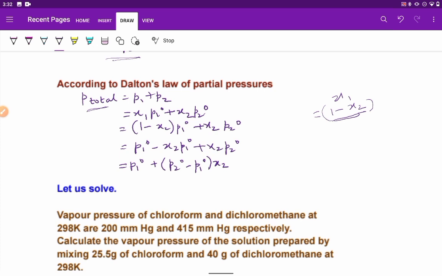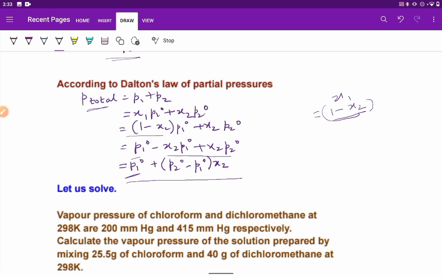So x1 is 1 minus x2, that we put up here. Rest things will be the same: P1 naught plus x2 into P2 naught. On opening the bracket, P1 naught into 1 is P1 naught, minus x2 into P1 naught is x2 P1 naught with a minus sign, plus x2 P2 naught. Now P1 naught will be written as it is. In the other two terms, we can take x2 common. So it is P2 naught minus P1 naught into x2. This is what we get here.